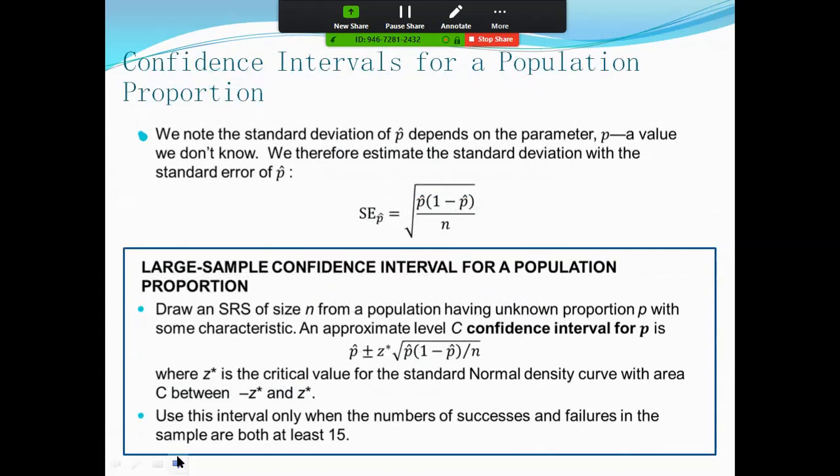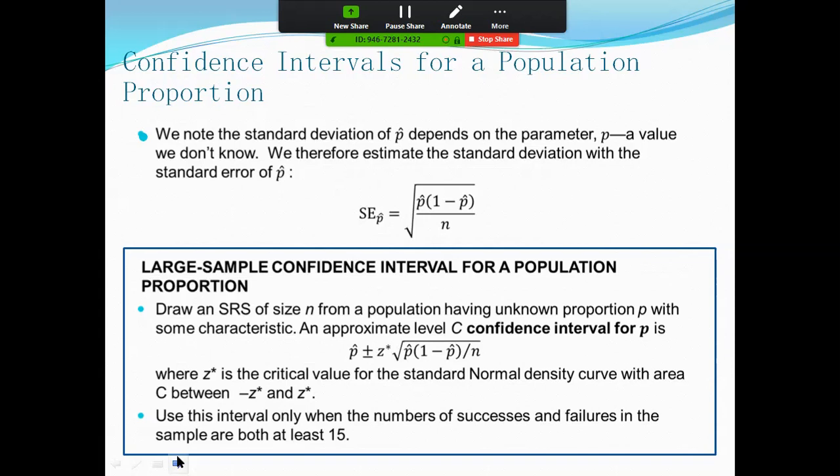We now look at confidence intervals for a population proportion. We note the standard deviation of p hat depends on the parameter p, a value we don't know. We therefore estimate the standard deviation with the standard error of p hat. The standard error of p hat equals the square root of p hat times 1 minus p hat divided by n.